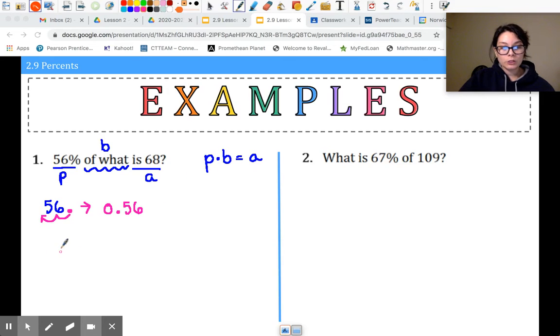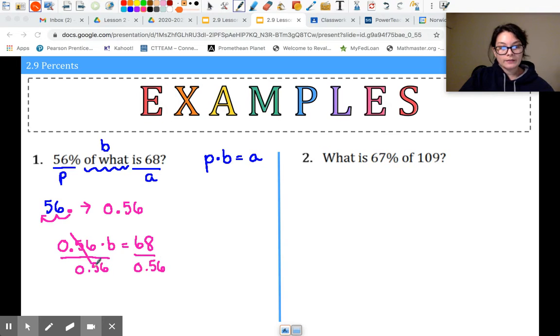And I'm going to substitute that for my variable P. I don't know my base, that's my variable here, but I do know my part is 68. So all I did was use these keywords to figure out what numbers I know and what's my missing piece. And now I can isolate this variable using inverse operations. This is a one-step equation. 0.56 is being multiplied with my variable b. The opposite of multiplying is to take this number and divide each side by it.